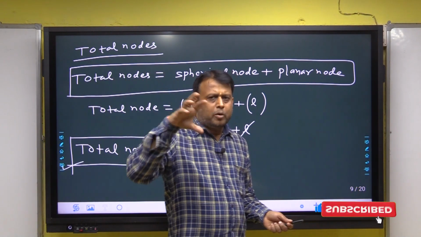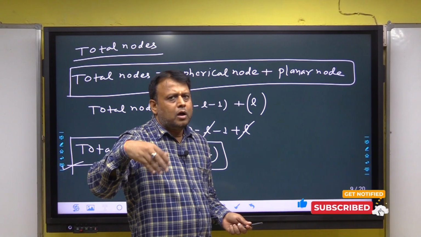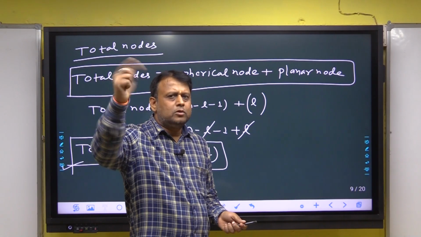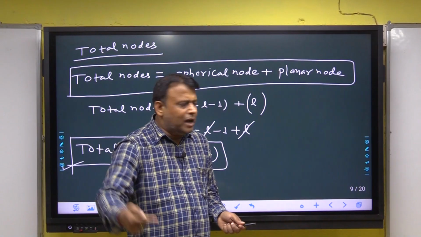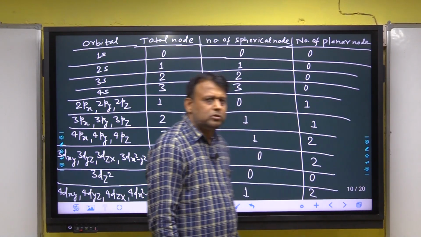Now for orbitals in detailed form, how many total nodes, and in total how many spherical nodes and how many planar nodes. Look at both.